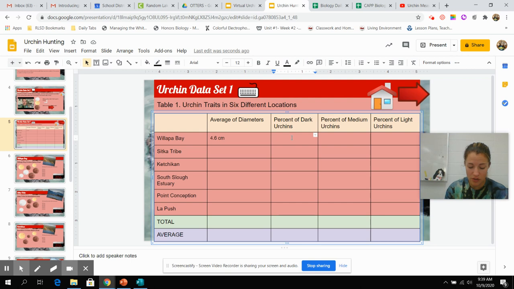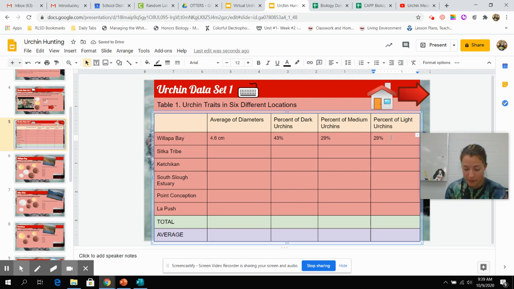So now what I'm going to do is 3 divided by 7 equals 0.428. So I'm going to round that to 43% of urchins that were dark. My medium urchins were 2 out of 7. So 2 divided by 7 equals 28.5%. So I'm just going to put that as 29%. My percent of light urchins, it was also 2 out of 7. So that would also be 29%.